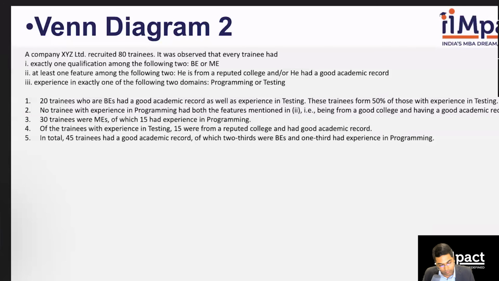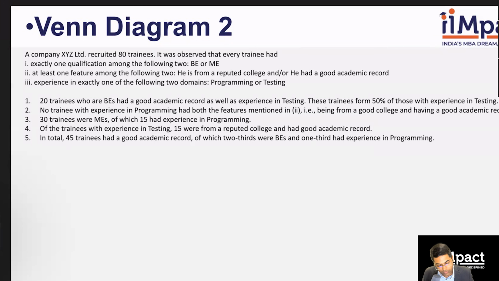All right. So company XYZ recruited 80 trainees. It was observed that every trainee had something, something, something. Okay. Now, guys, again, just to make sure, what is going to be the value of the variable outside the Venn diagram? Zero. Because it has been told to us in the very first line that every trainee had at least one, exactly one, so on and so forth. Okay. So that variable will be zero, just to remind you all.